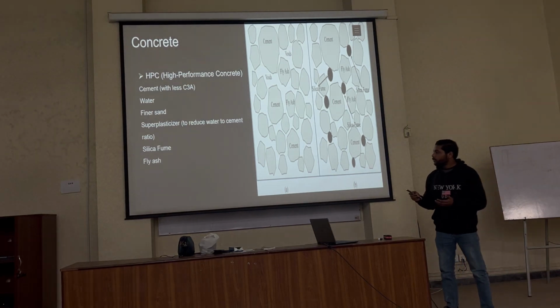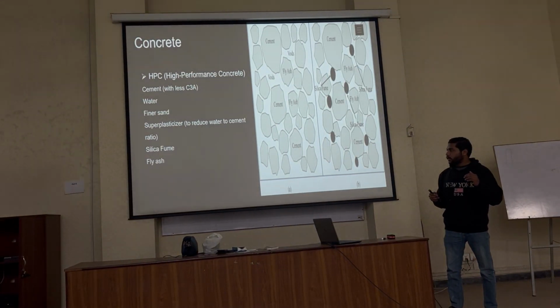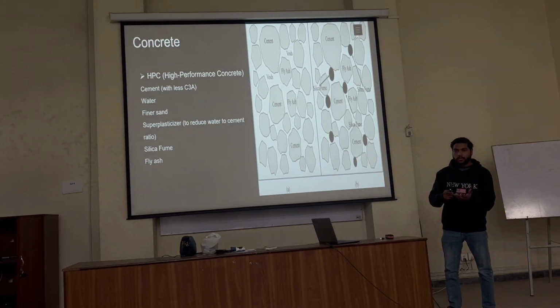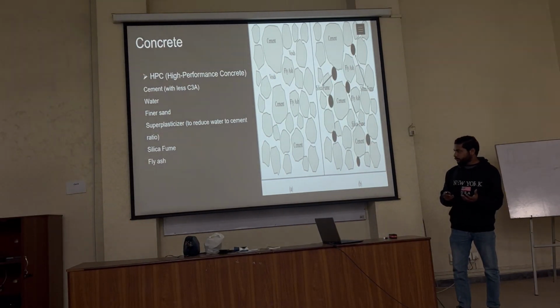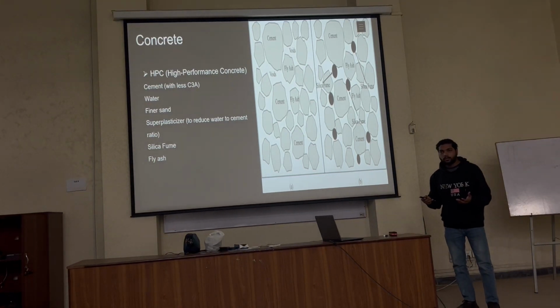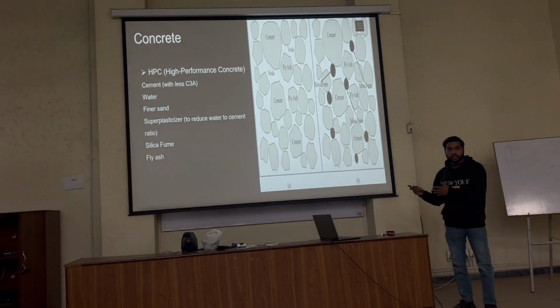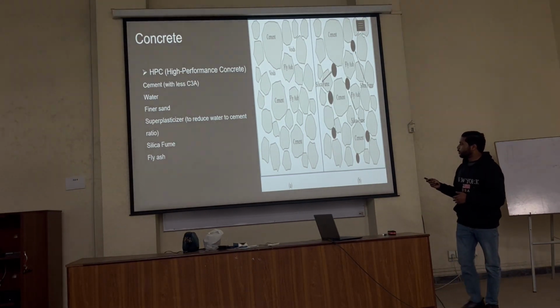Silica fume is a kind of particle in the air when they burn coal. In the downstream, in the middle, there is a melting kind of slab, but on the upper side there is silica fume, which they collect and sell for use in concrete. And fly ash is also of the same kind.